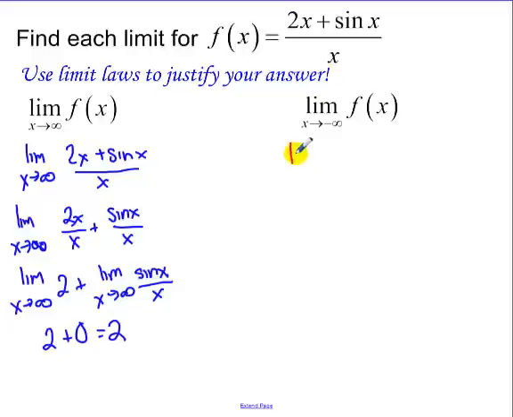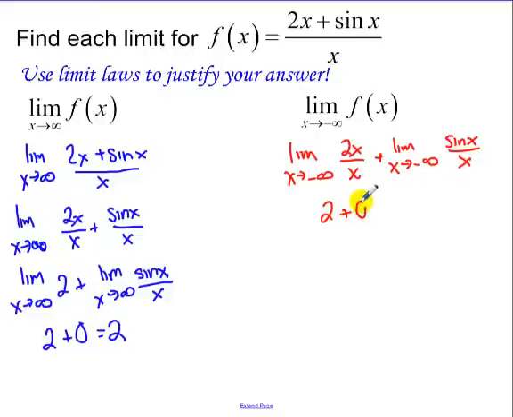Now, the same thing holds true as I go to negative infinity. The reason that happens is because this limit here is also going to be 2, and this limit here is 0. So for either side, for positive infinity and negative infinity, our limits are both equal to 2.